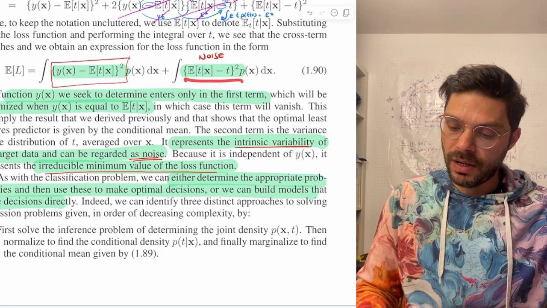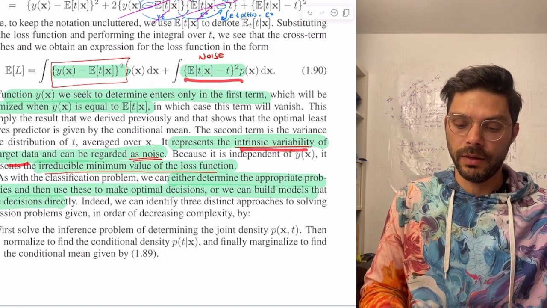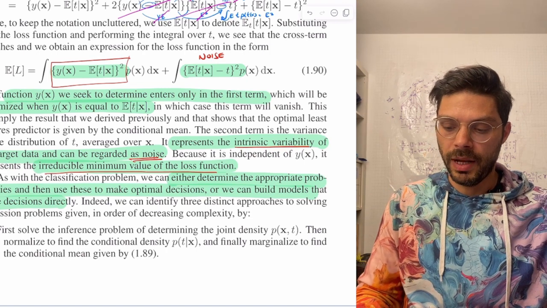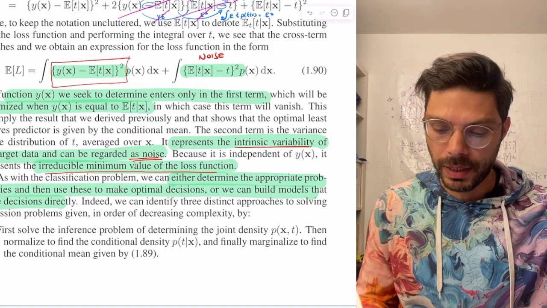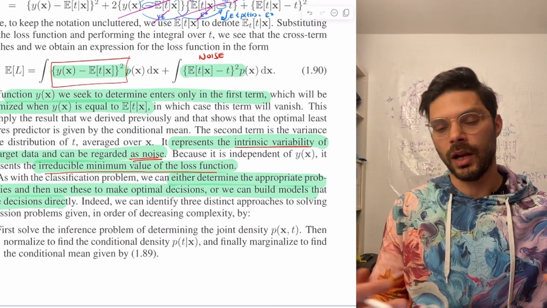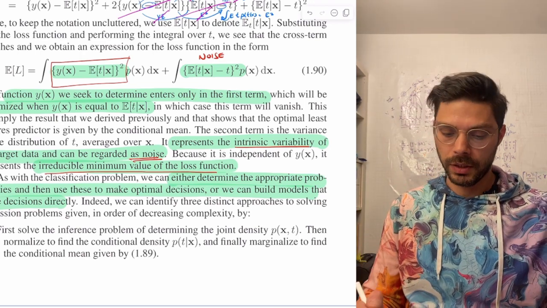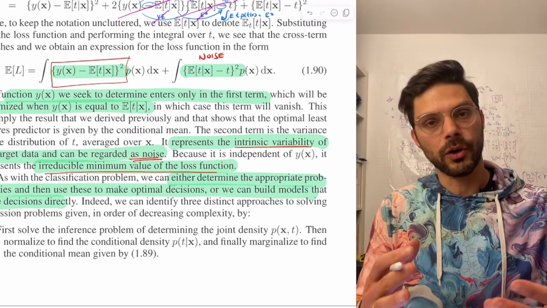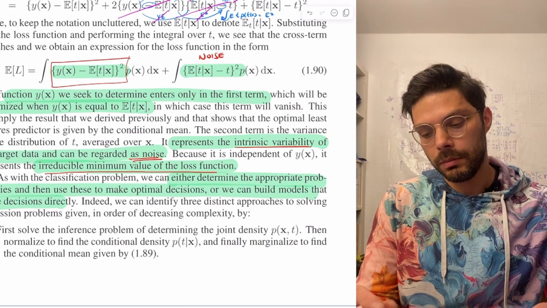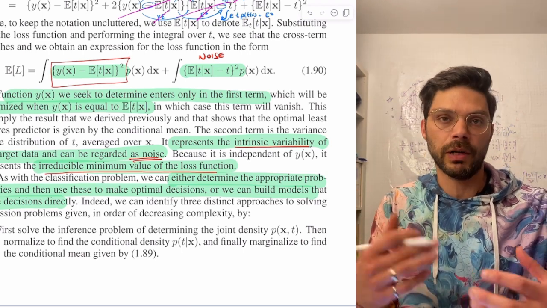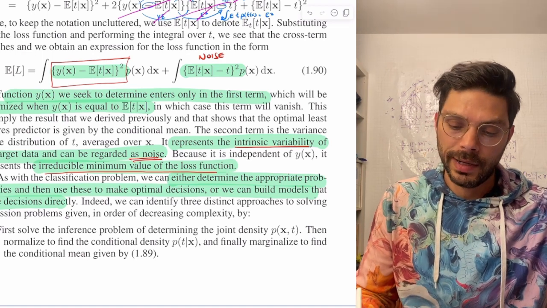And yes, this term represents the intrinsic variability of the target data and can be regarded as noise. It's independent of y of x. It represents the irreducible minimum value of the loss function. So that's what we just mentioned, that it gives you a lower bound on how well you can do. So that's basically how you impose a squared loss function, and then how you optimize it to figure out your regression function.